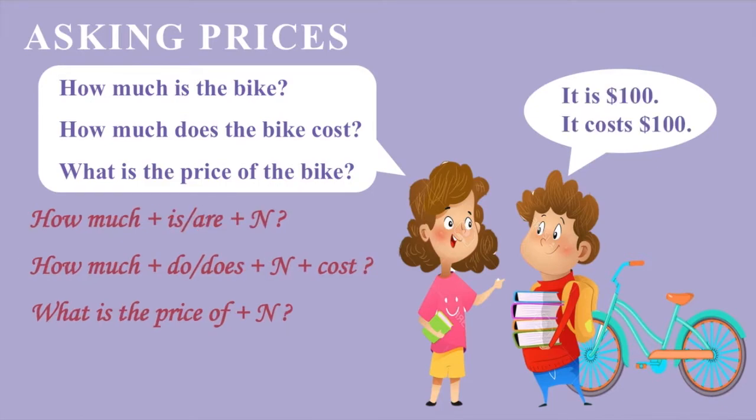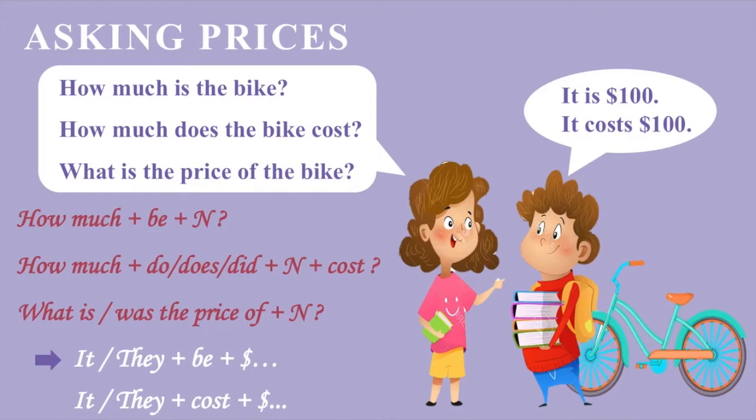And to answer the price, you can say, for example, it is $100. Or you can say, it costs $100. So, to answer the question about prices, you can use the structure they or it plus be plus the price, or you can use they or it plus the verb cost and then the price.